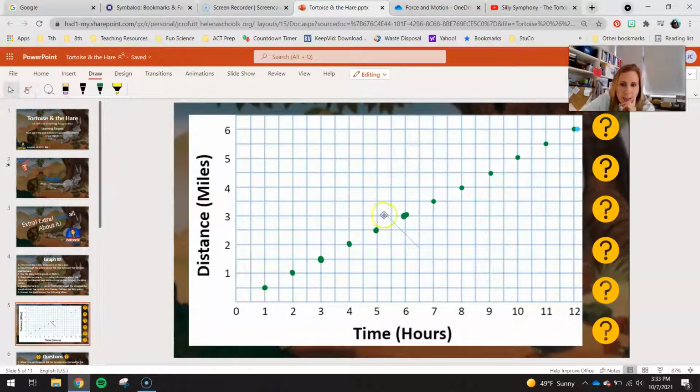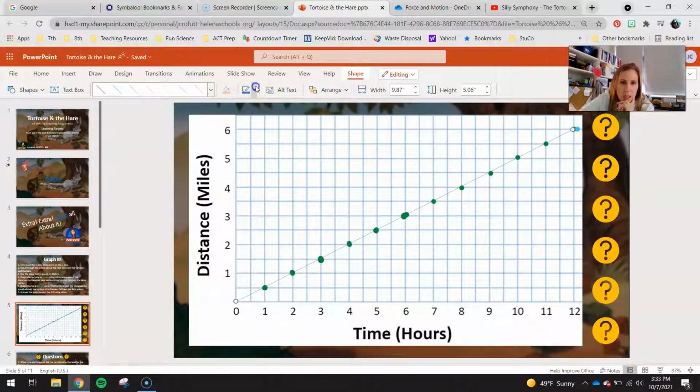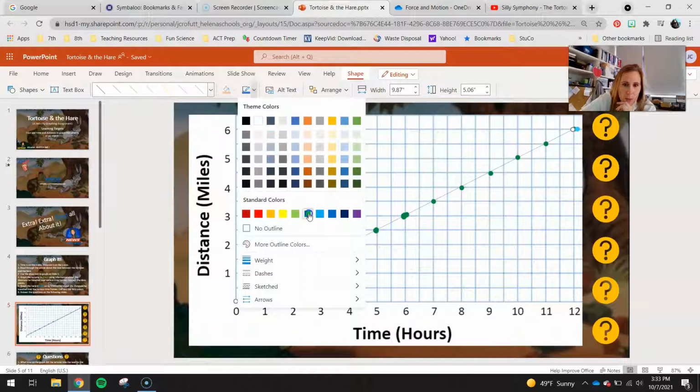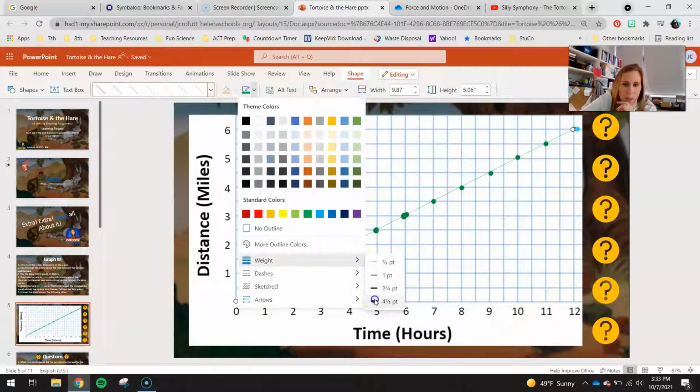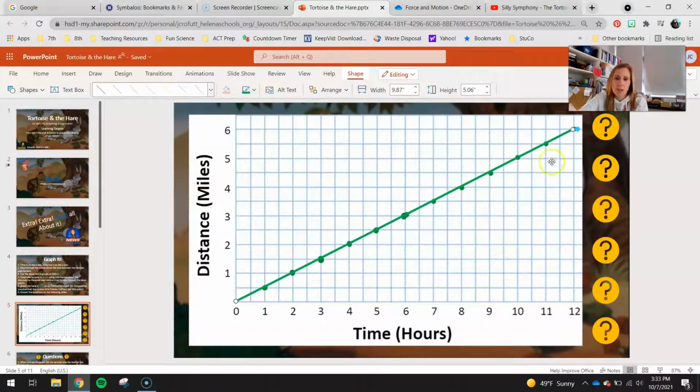So I'll go back to my cursor. It is going to connect us from our start of the race, which started at 0, to our end of the race, which ended at 6 miles in 12 hours. Okay, I can also mess around with that shape, changing the color and the thickness. So I obviously want it to be green in color, and I can make that line a little thicker if I go to weight as well. Okay, so those are a couple options for you guys, but you can see what a constant rate of motion looks like. Okay, the Hare, on the other hand, did not run a constant rate of motion.